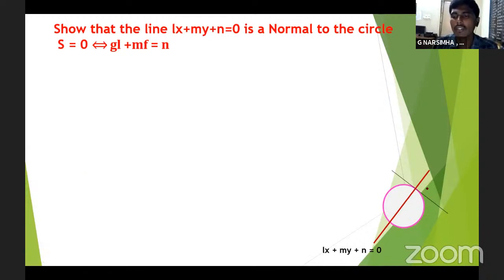Here S equals 0 is a circle, and this is our tangent to the circle. This is the point of contact. Here Lx plus My plus n equals 0 is a normal line because it is passing through the center of the circle and the point of contact of the tangent line and the circle.